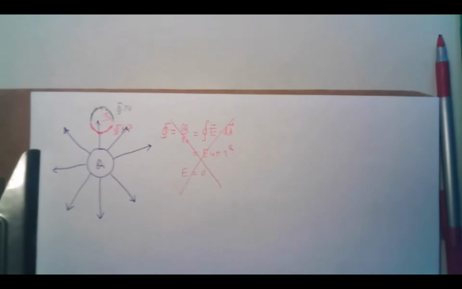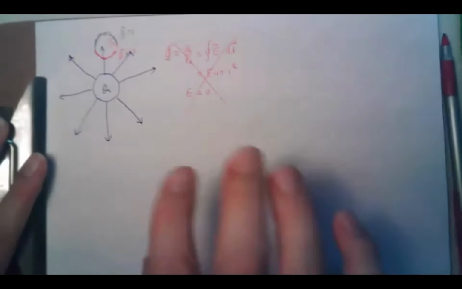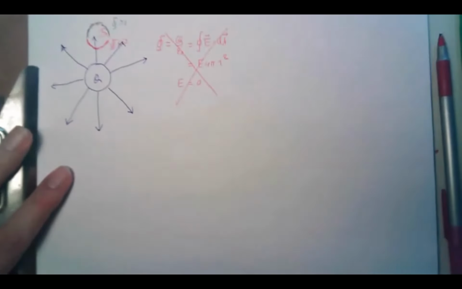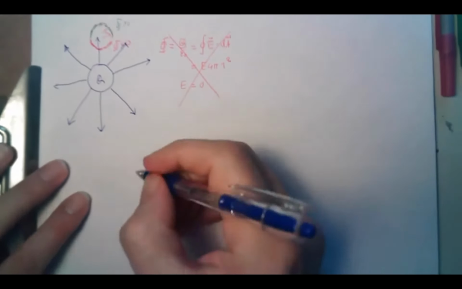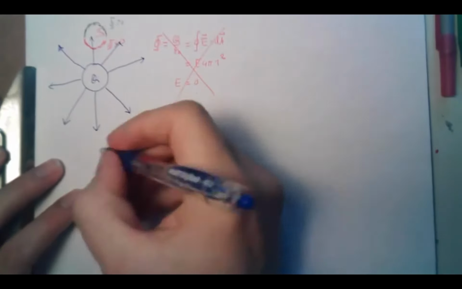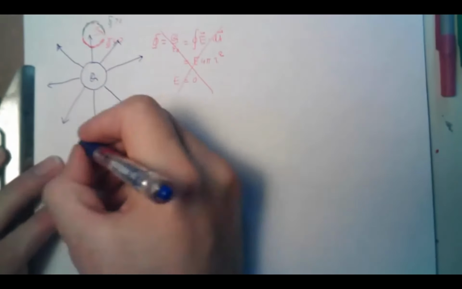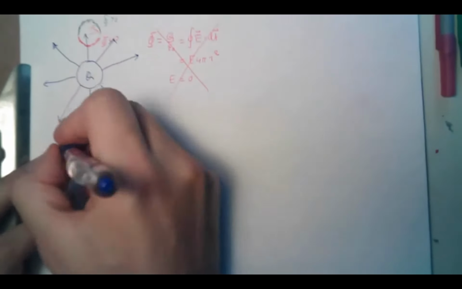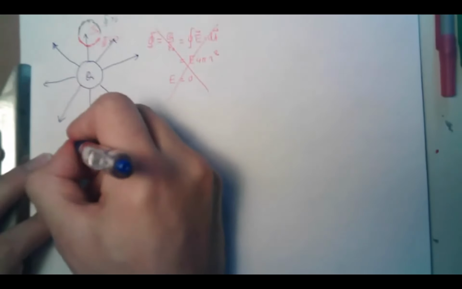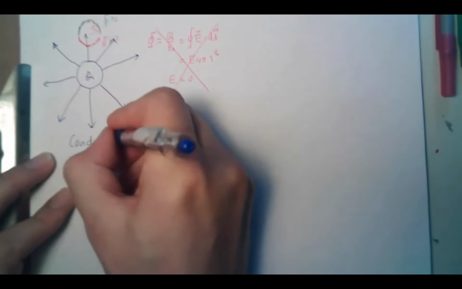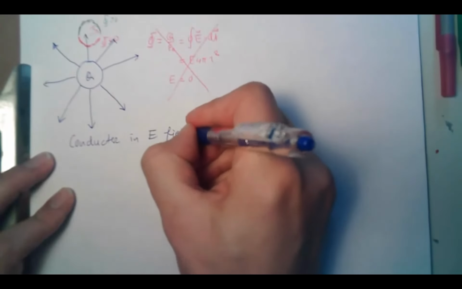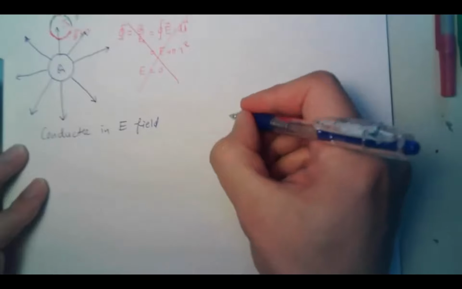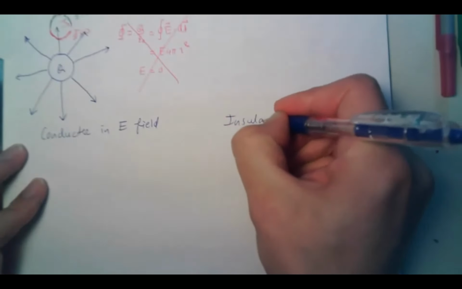All right. Next thing, let's talk about conductors versus insulators in electric fields. So, a conductor in an E field and an insulator in an E field.